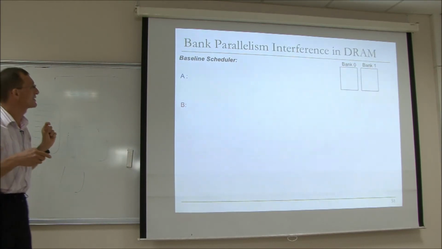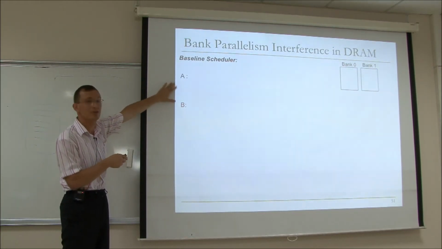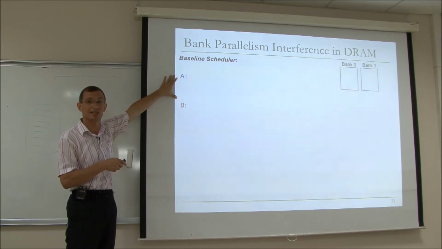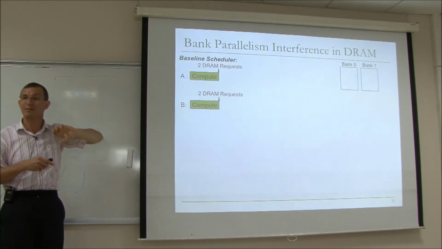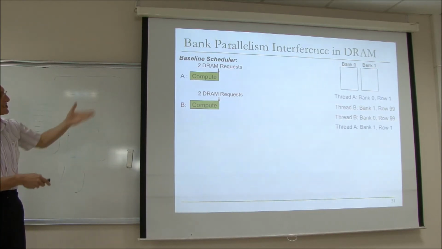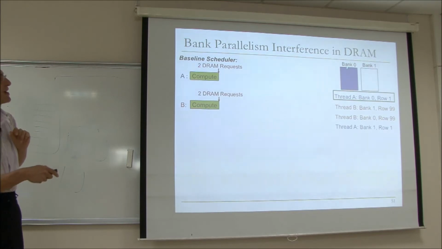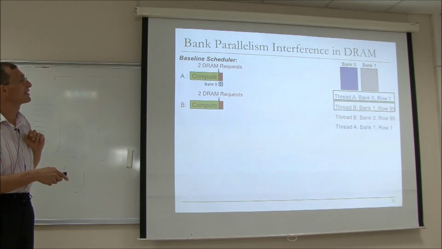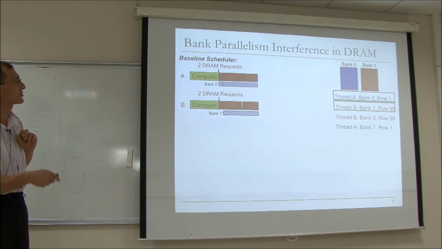Let's take a look at what happens if you have two threads that do exactly the same thing I showed you earlier. Thread A and thread B both compute. They generate two DRAM requests. And these requests arrive at the memory controller this way, let's say. The memory controller first takes thread A's request to bank 0, schedules it. Then it takes thread B's request to bank 1, schedules it. And while these requests are being serviced, both threads stall.